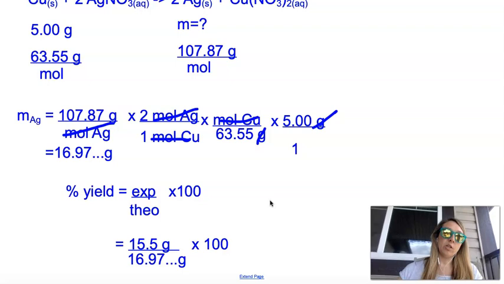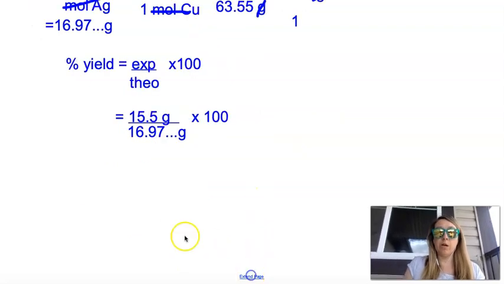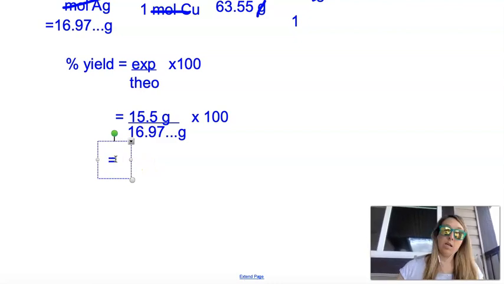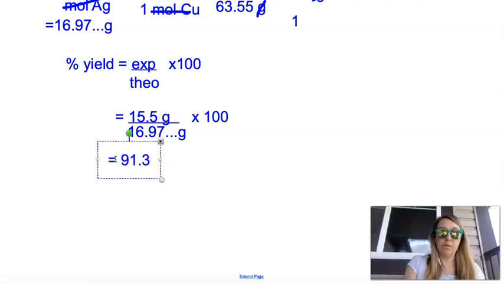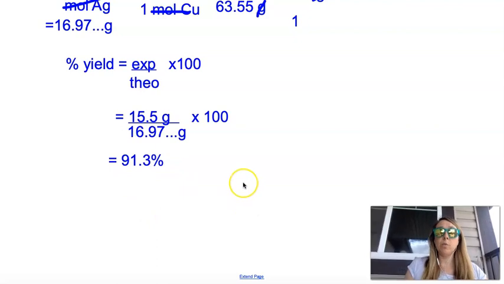Okay, now we're going to actually round for significant digits because we are at the end of the question. So we're going to go 3, so we get 91.3% as our answer, okay?